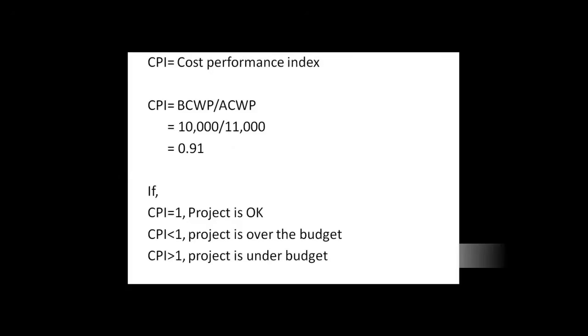So we have an index known as cost performance index, which is budgeted cost of work performed divided by actual cost of work performed. So that is 10,000 by 11,000, which comes out to be 0.91. If CPI is equal to 1, the project is said to be okay. If it's less than 1, we can say the project is over budget, and if CPI is greater than 1, it is under budget. So in this case it is over the budget.